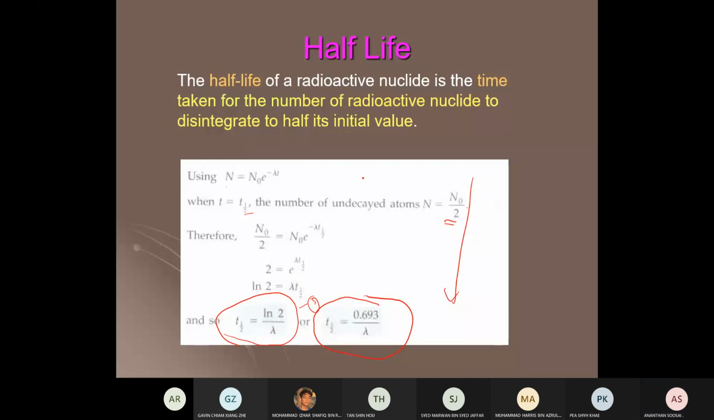What is the consequence of the third formula? It tells you how the decay constant is related to the half-life.